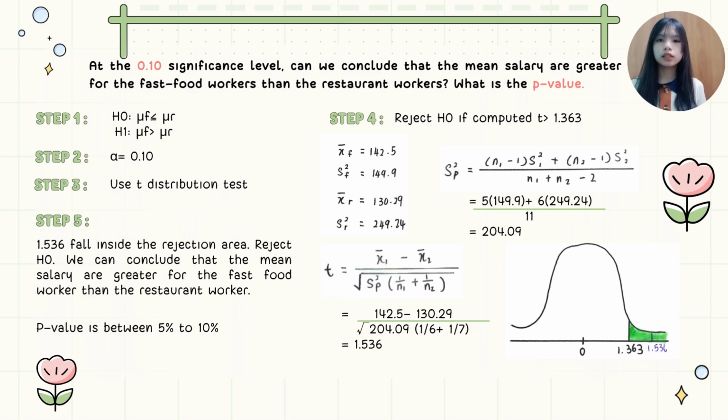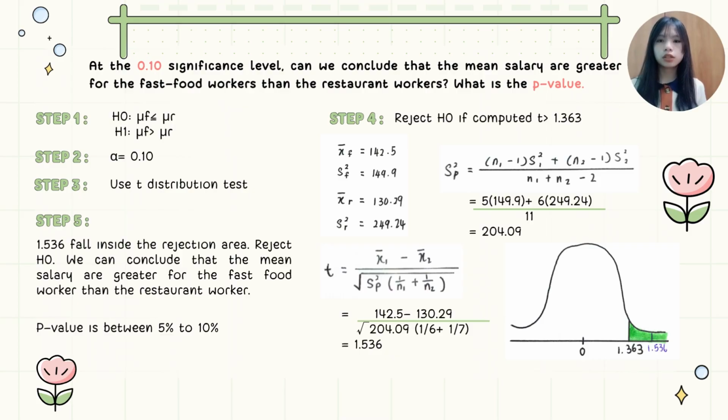Then we write the standard deviation into the formula to find the pooled sample variance, and the answer is 204.09. To calculate t, we use the formula: sample mean fast food minus sample mean restaurant, divided by the square root of the pooled variance multiplied by 1 over n fast food plus 1 over n restaurant. So 142.5 minus 130.29, divided by the square root of 204.09 multiplied by 1 over 6 plus 1 over 7, and we get the answer 1.536.